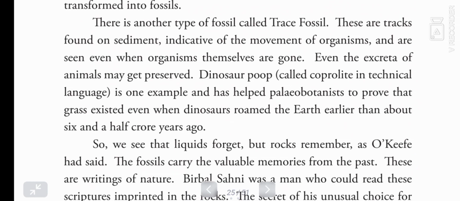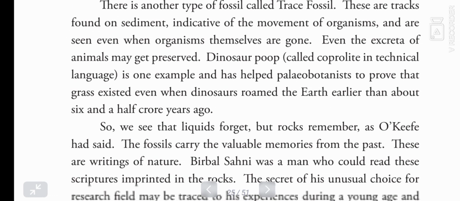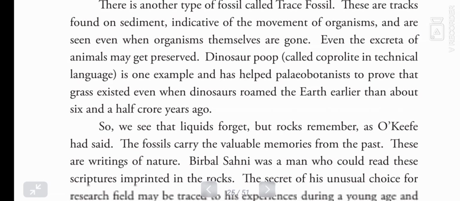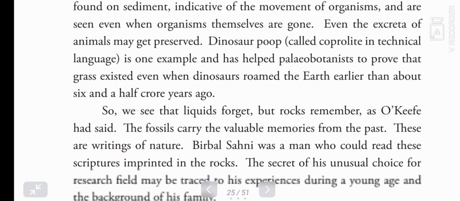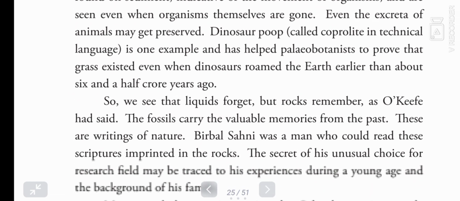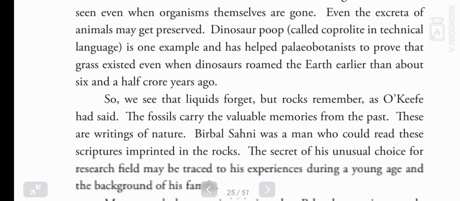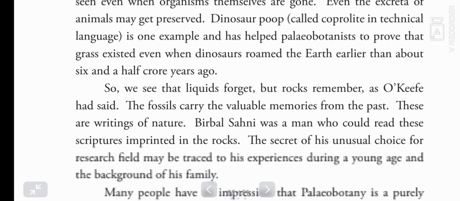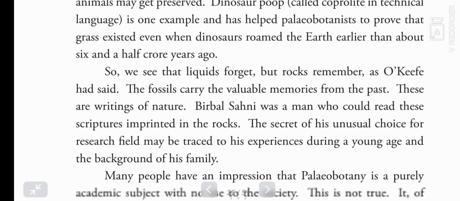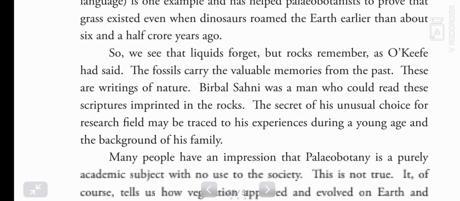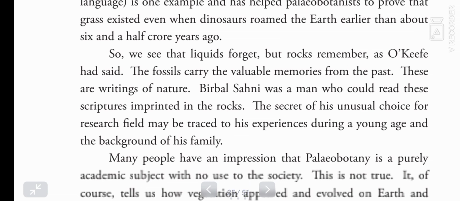There is another type of fossil called trace fossil. These are tracks found on sediments indicative of the movement of organisms and are seen even when organisms themselves are gone. Even the excreta of the organisms may get preserved. Dinosaur poop, called coprolite in technical language, is one example and has helped paleobotanists to prove that grass existed even when dinosaurs roamed the earth earlier than about 6.5 crore years ago.